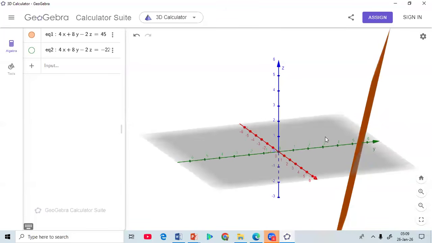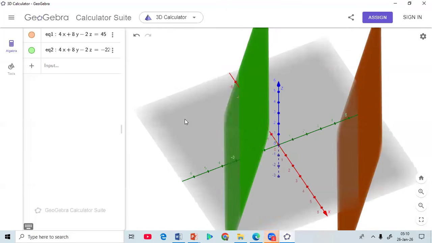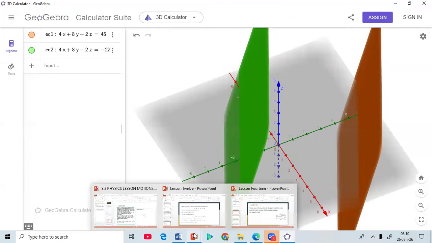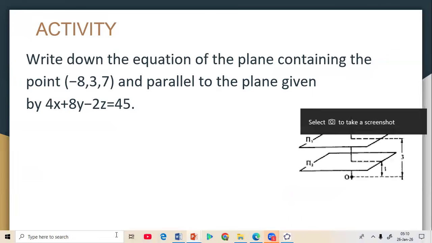So now what have we been looking out for? We have been looking out for the plane that is parallel to it. We have another plane that is parallel to it, but we wanted to find out its equation. So when we found out its equation, it is like that. So that is how those two planes look like. Okay, so we are going to continue.